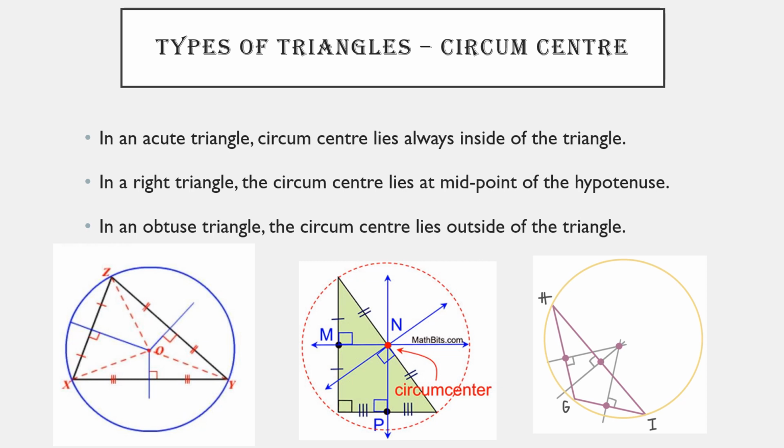And then if it is an acute angle triangle, the circumcenter lies inside of the triangle, and if it is a right angle triangle, the circumcenter lies at the midpoint of the hypotenuse, and in an obtuse angle triangle, the circumcenter lies outside of the triangle.